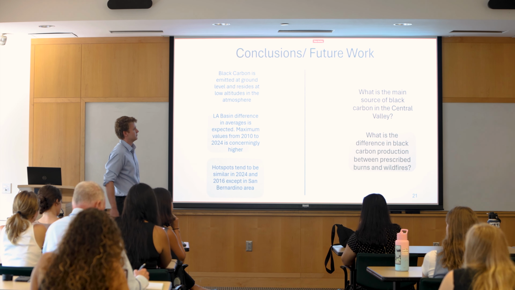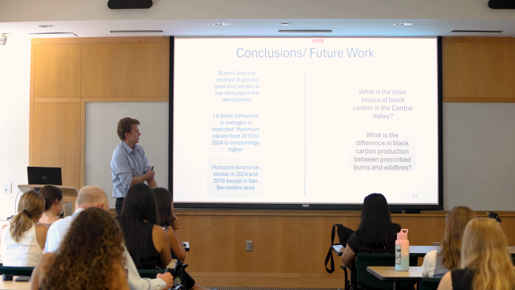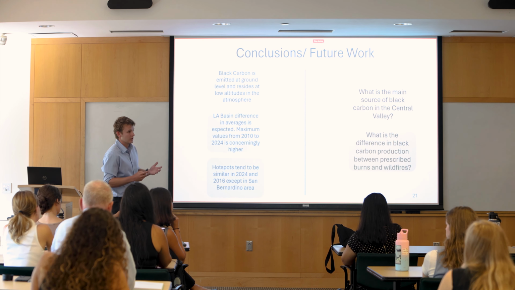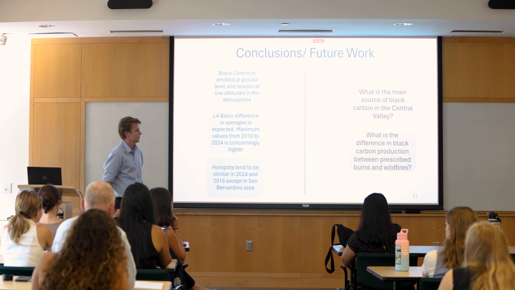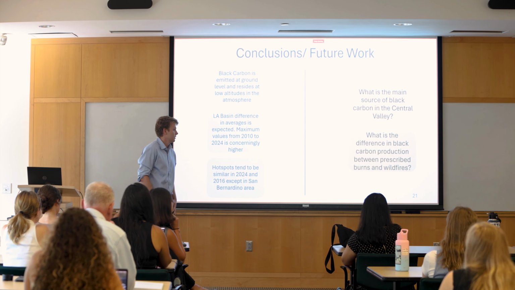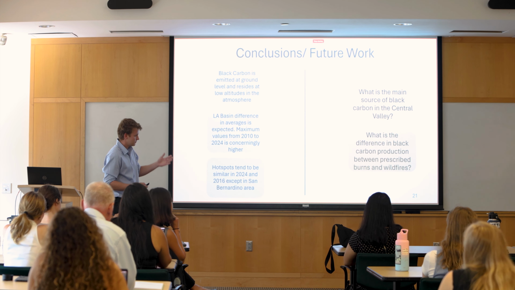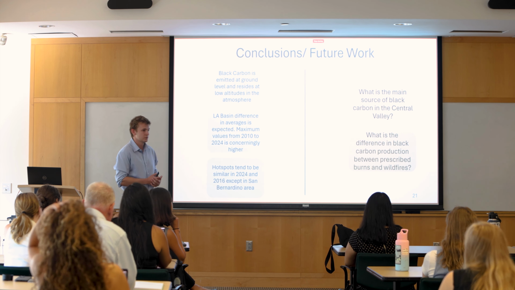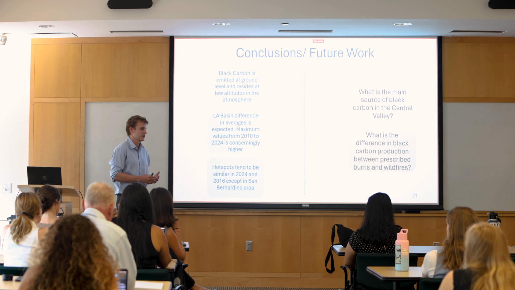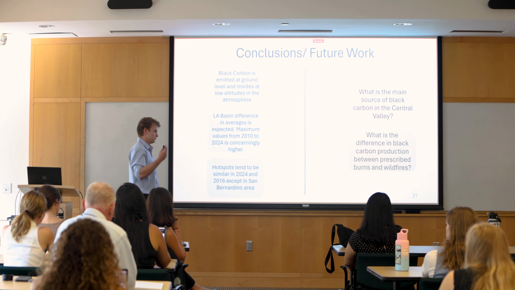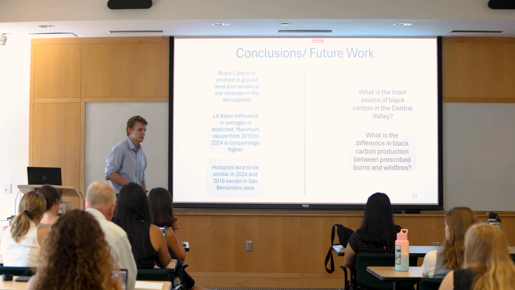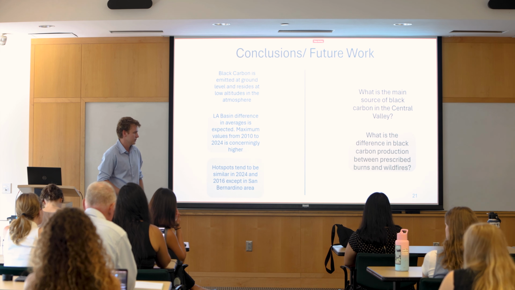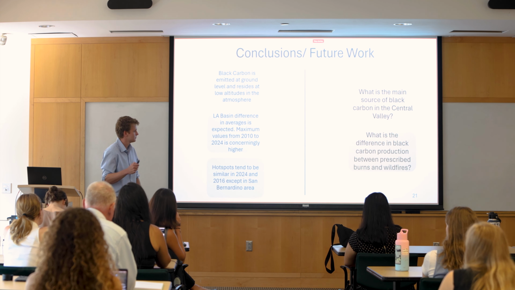And then, what is the main source of black carbon in the Central Valley? This is what I would like to do for future work. I would love to look into that main source. Just due to the fact that we didn't see that rise in ammonium, obviously we can't infer that from just one graph on one day, but it is interesting that we don't see it. What is the difference in black carbon production between prescribed burns and wildfires? Prescribed burns are not a cure, but they are how we're going to prevent these wildfires. So it would be interesting to see how black carbon production differs between prescribed burns and wildfires.